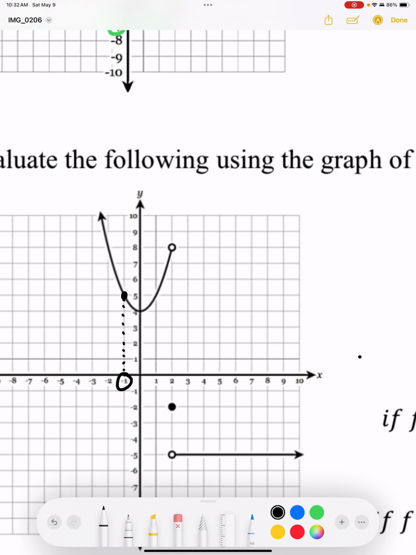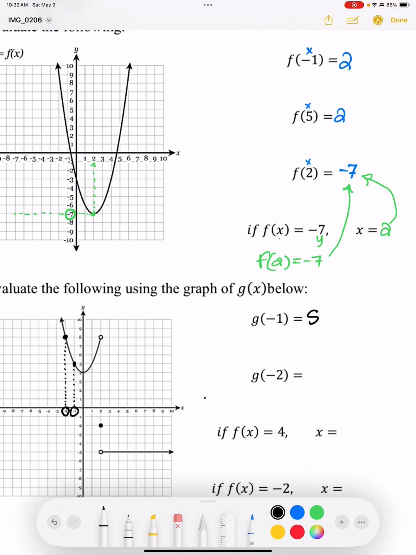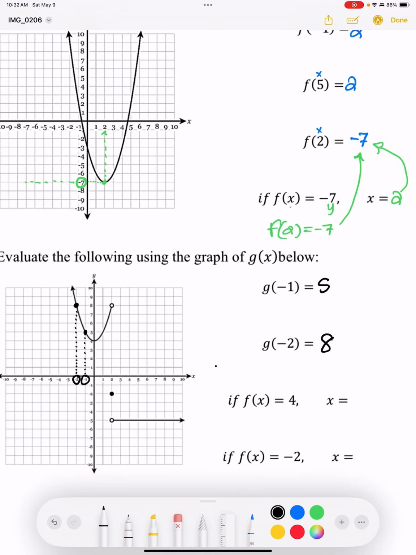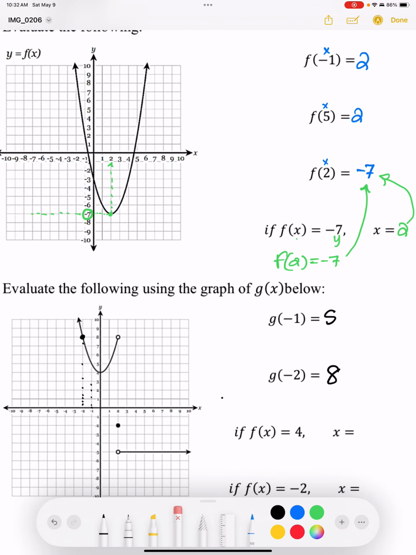At -2, so right next to it, you would have to go higher, and that would hit at the number 8. So the answer is 8. For the last two, again, those are backwards. So we start on the y now. We don't want to start on the x anymore. We don't want to start here. We want to start on the y.